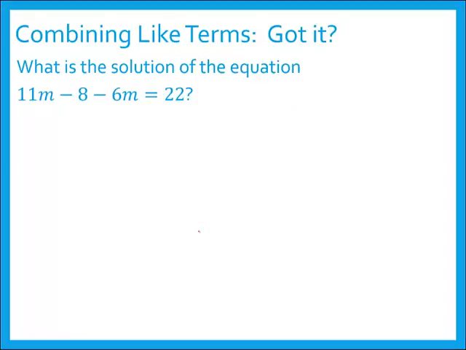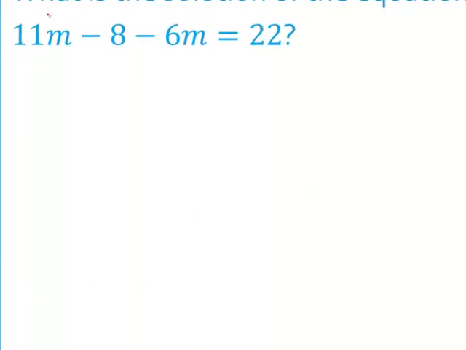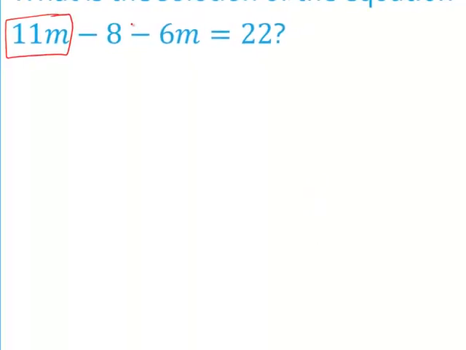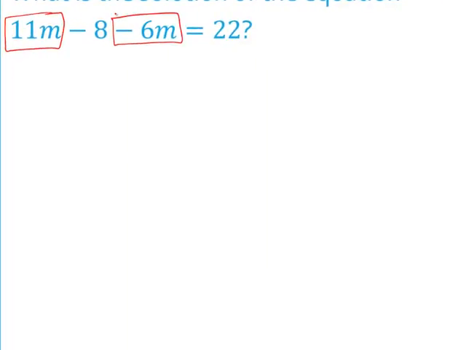Alright, combining like terms. What is the solution of the equation 11m minus 8 minus 6m equals 22? So again, first step, we need to combine our like terms, which is 11m and negative 6m. And 11 minus 6 is going to be 5. So we're going to have 5m minus 8 equals 22. And we did that by combining like terms.